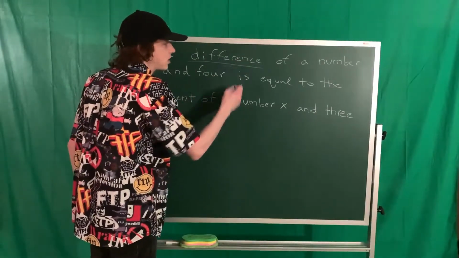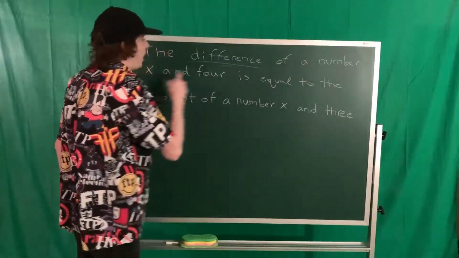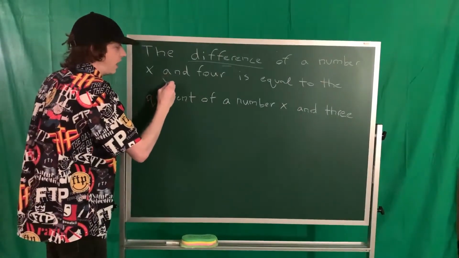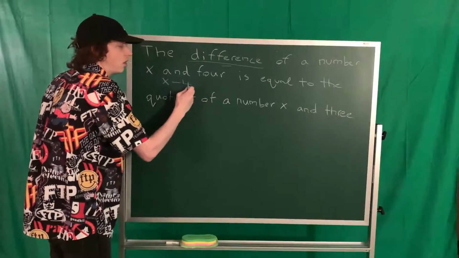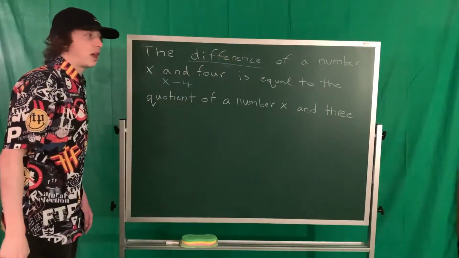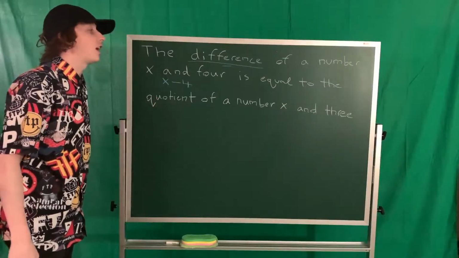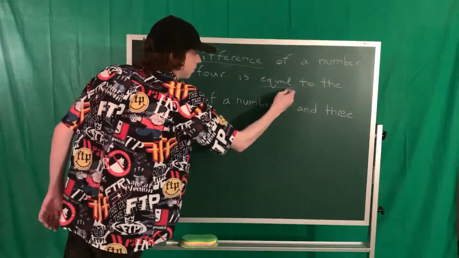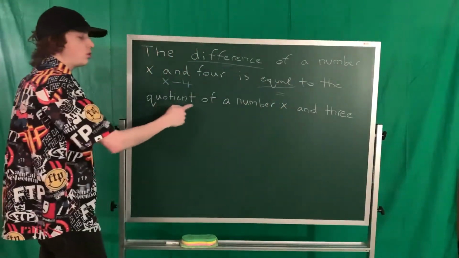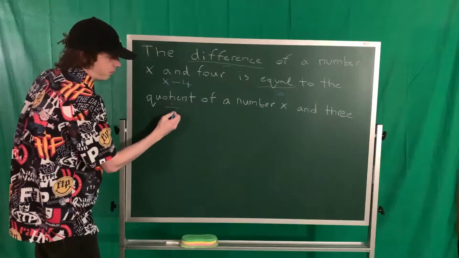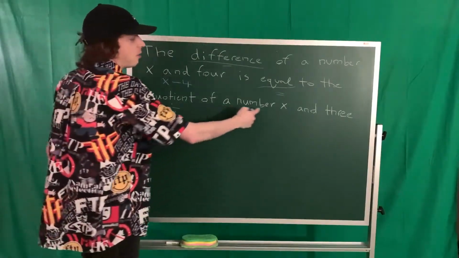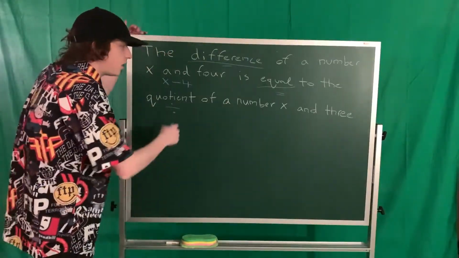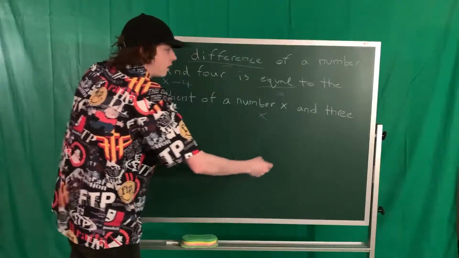So we know we're going to have to subtract something of a number x and 4. So left to right, we're going to have x minus 4. The difference of a number x and 4 would be written as x minus 4. And we know that that is equal to the quotient, which is division, of a number x and 3. Blue doesn't show up that much. x, 3.